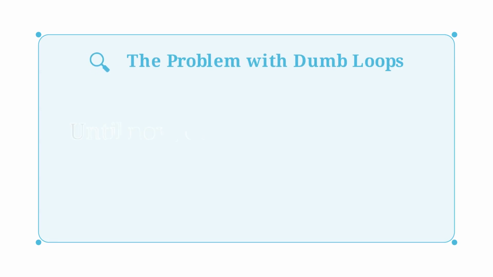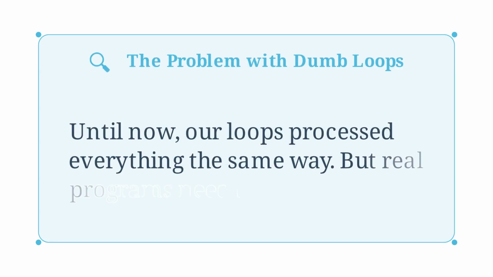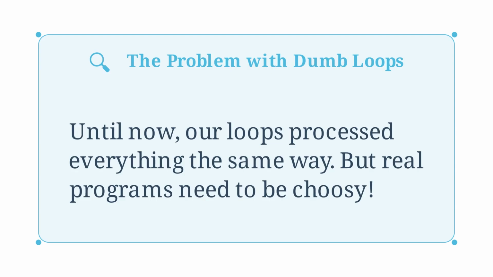Here's the thing about our loops so far. They're a bit, well, mindless. They process every single item exactly the same way. But think about real life. When you're looking through your backpack for your math notebook, do you examine every single item? Of course not. Once you've spotted it, you grab it and move on. That's the kind of smart behavior we need in our loops.